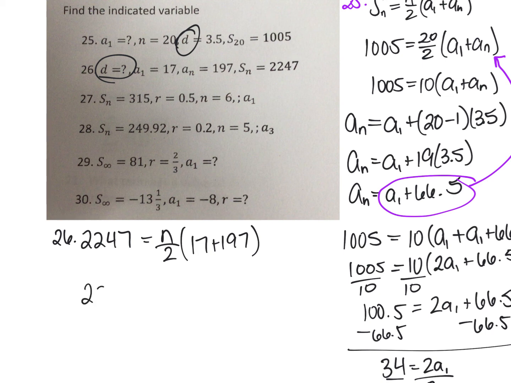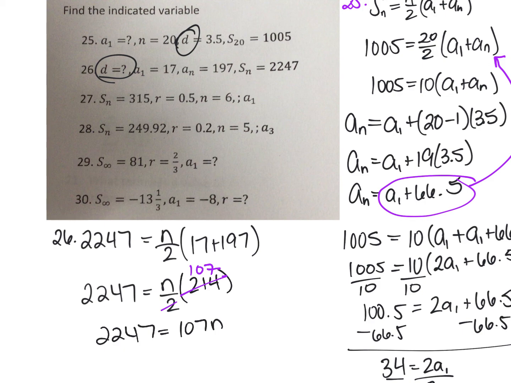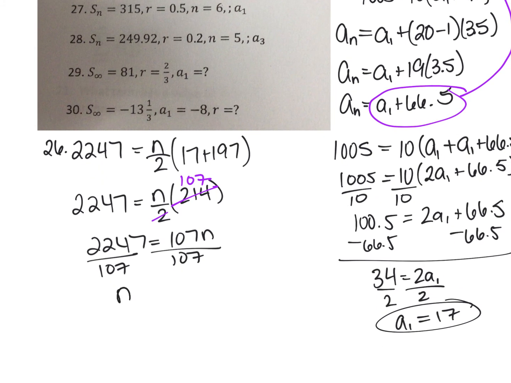So let's see, 2247 equals n over 2 times 214. 2 goes into 214. Because it's even, I'm just going to do that division, it's 107. 2247 divided by 107 is 21. So that's 2247 equals 107n, divide by 107, and n is 21.